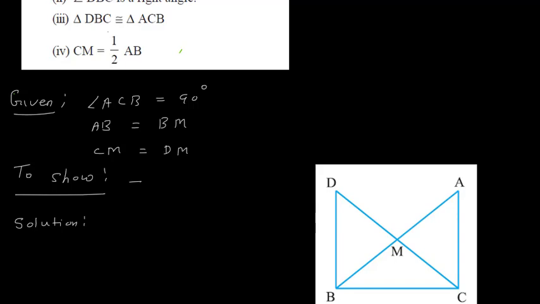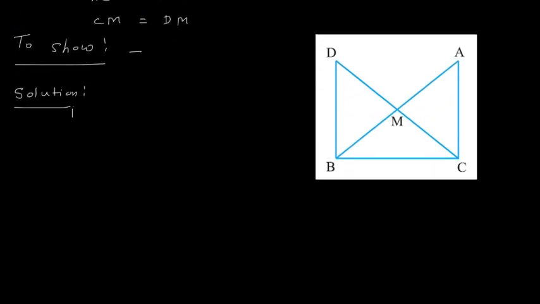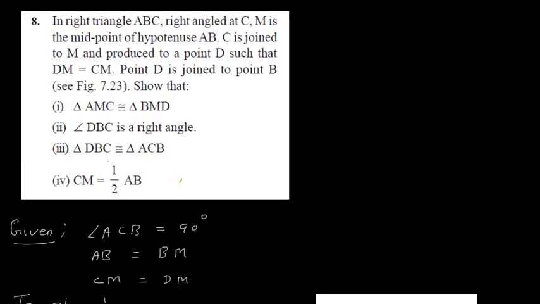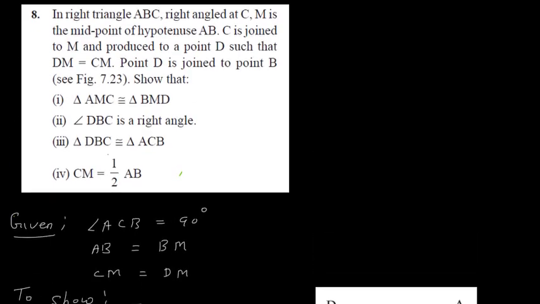In solution part, first on the diagram we show what are equal parts. So this part is equal to this part, then this part is equal to this part, and this angle is 90 degree, okay. These are given things. Now I have to prove that triangles AMC and BMD are congruent.